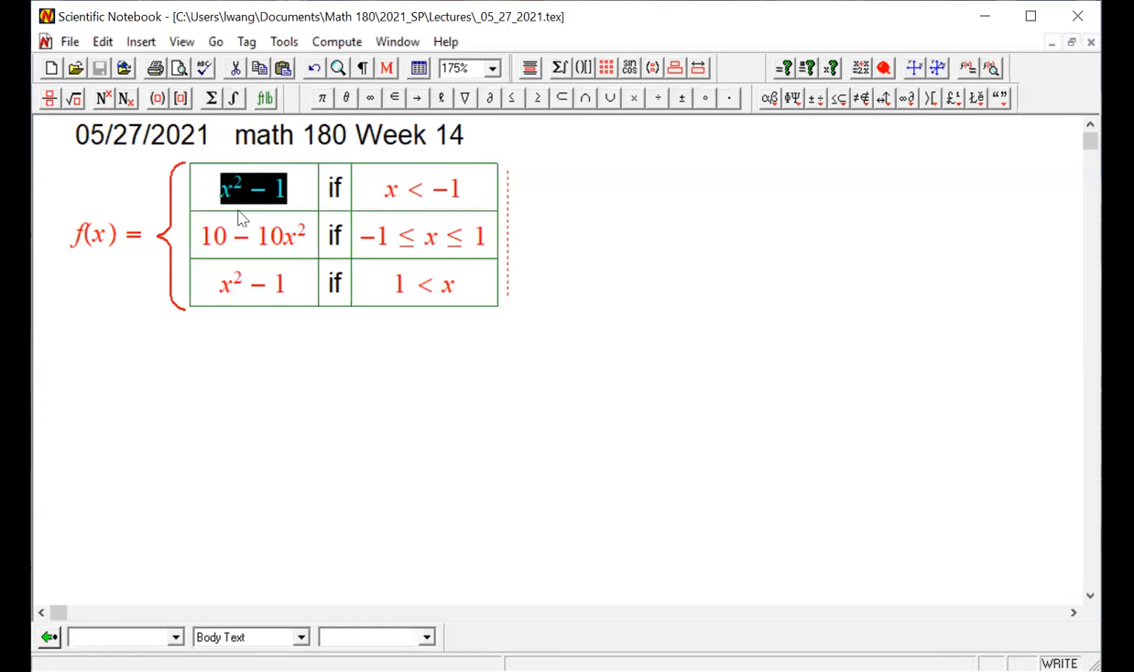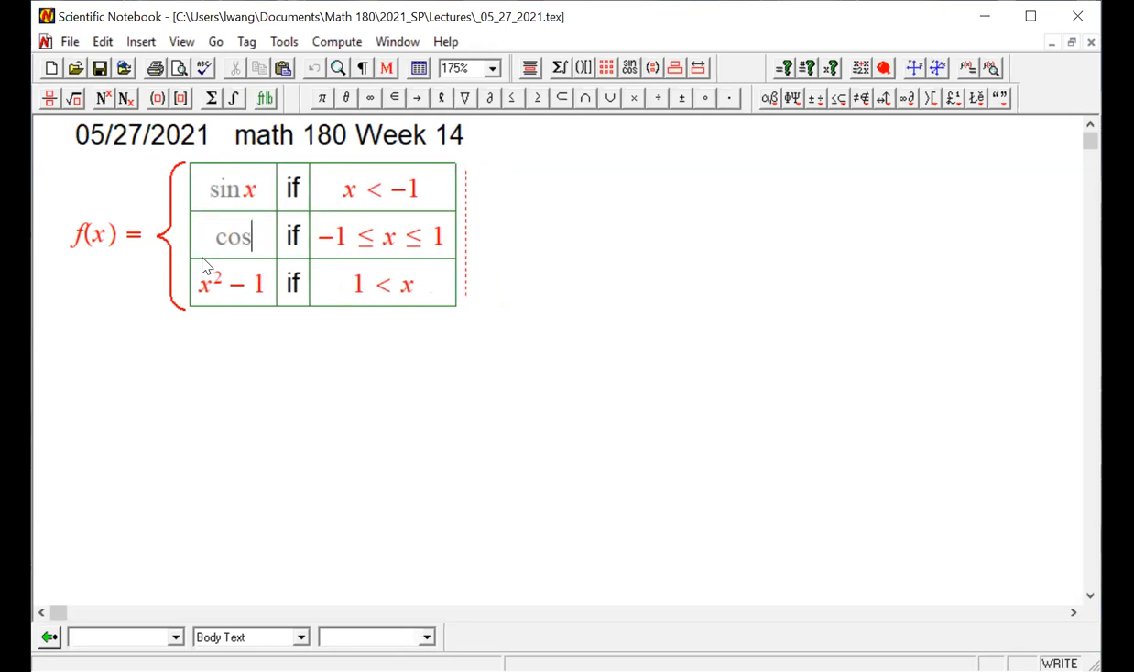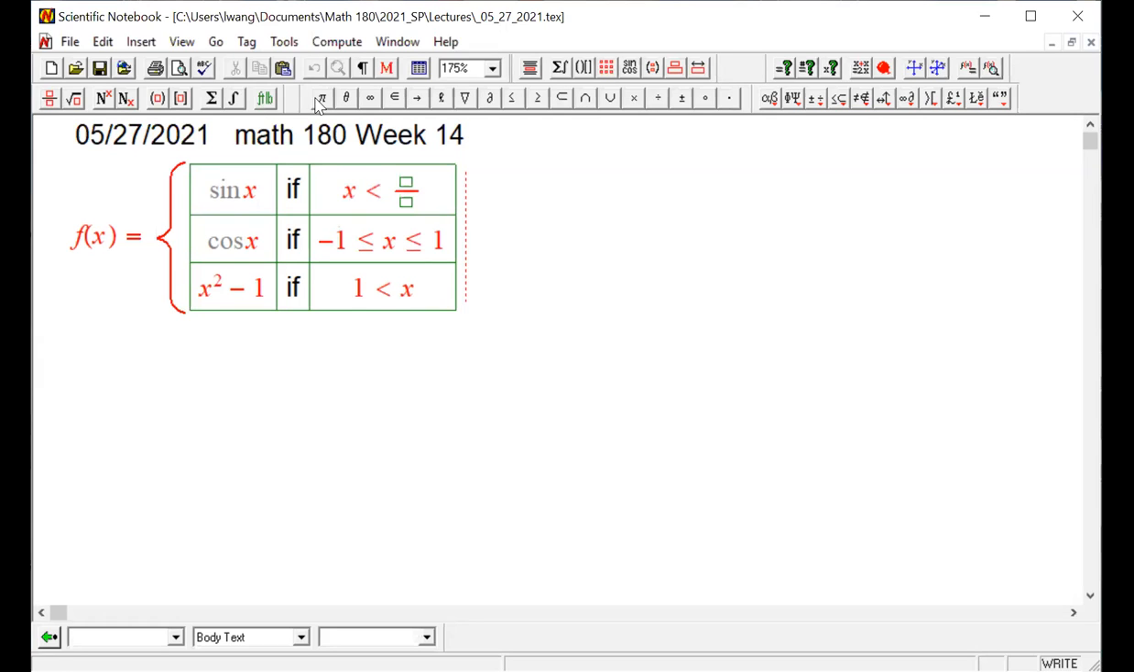So this is sine x, cosine x. And over here, when x is less than pi over 4, and the other one would be x is larger than or equal to pi over 4.